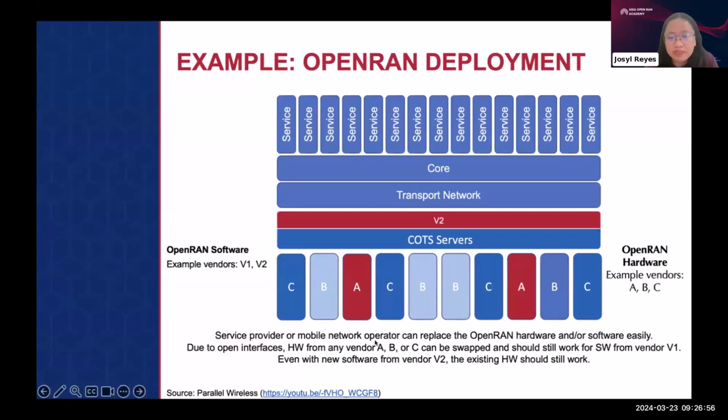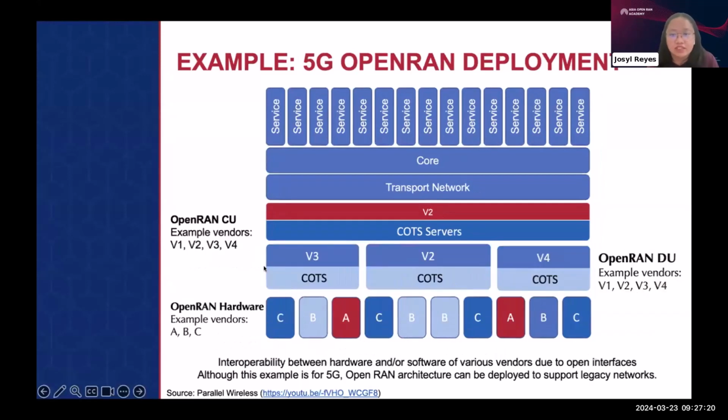Okay, so the service provider or mobile network operator can replace the Open RAN hardware and software, but of course they need to check whether it's interoperable, if they were able to follow the same standard and communicate correctly. And due to open interfaces, the hardware from any vendor can be swapped and still work with software of other vendors. Okay, the same goes for a 5G Open RAN deployment. You can just mix and match depending on the need. You can have, for example, Open RAN CU or OCU here, and then ODU here, and then ORU here. So you can mix and match depending on whether you're buying from vendor one or vendor two.